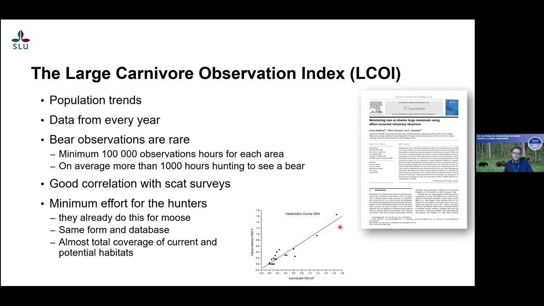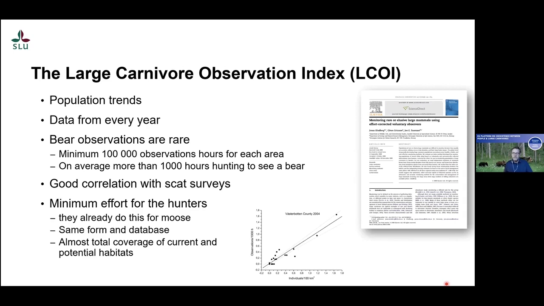But bear observations are rare. And that means that we need a lot of effort for making any valid estimations. We need at least 100,000 observation hours to make a conclusion. And that means that we can do this just for larger areas.